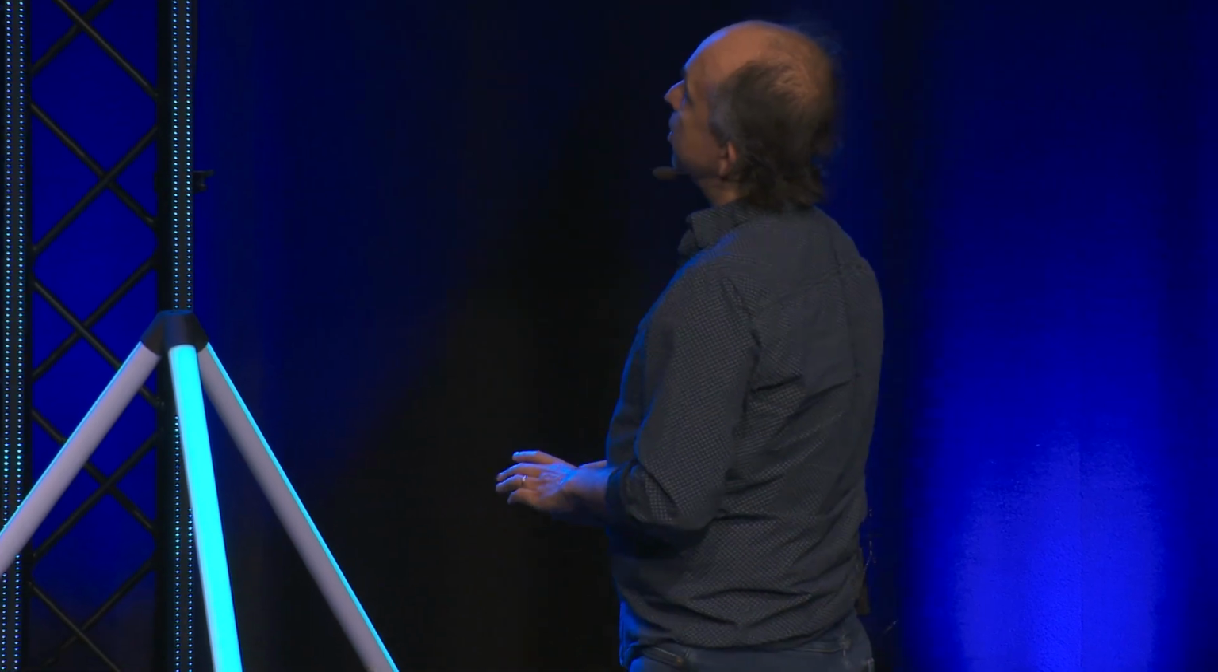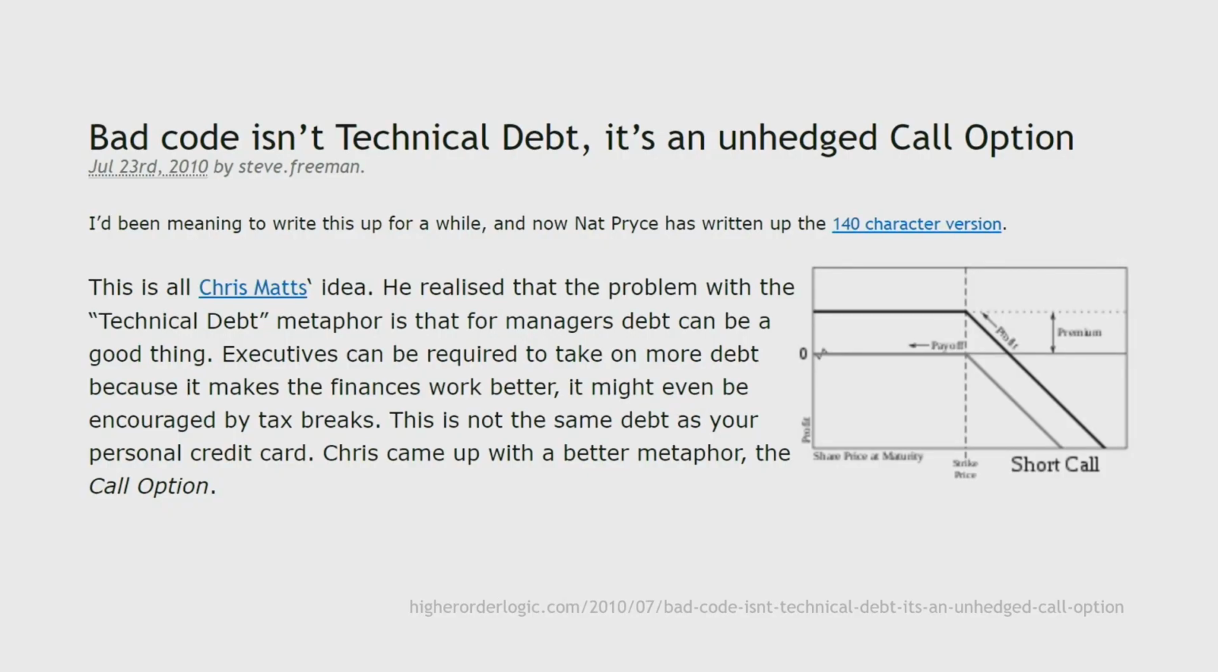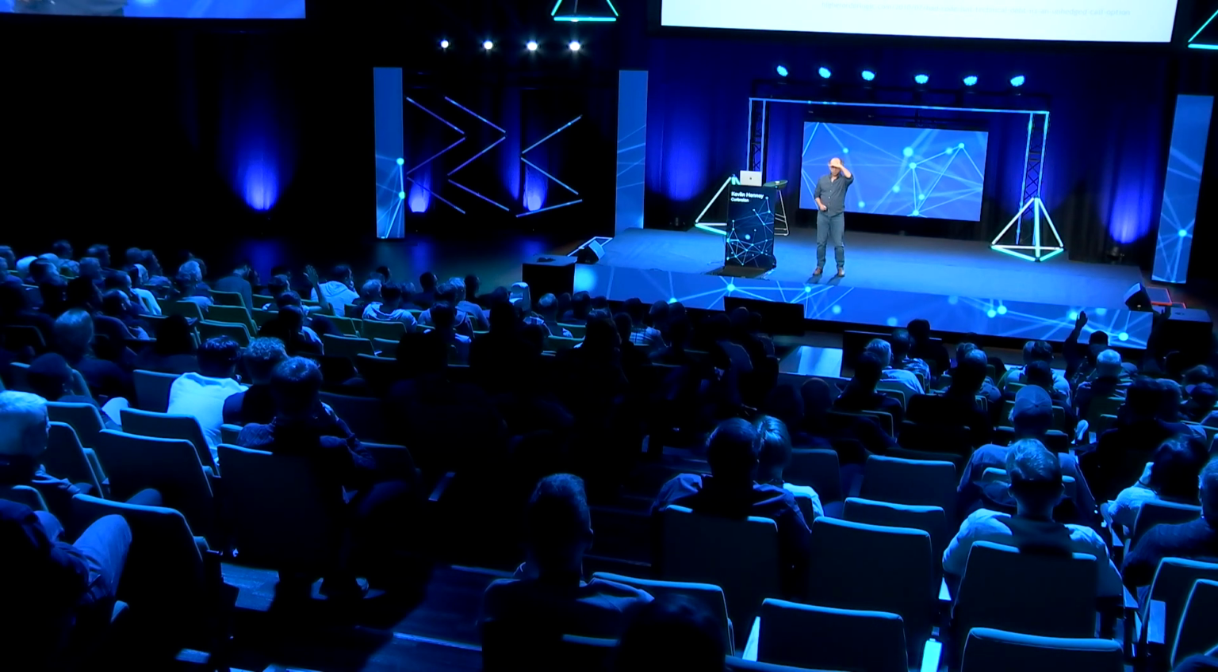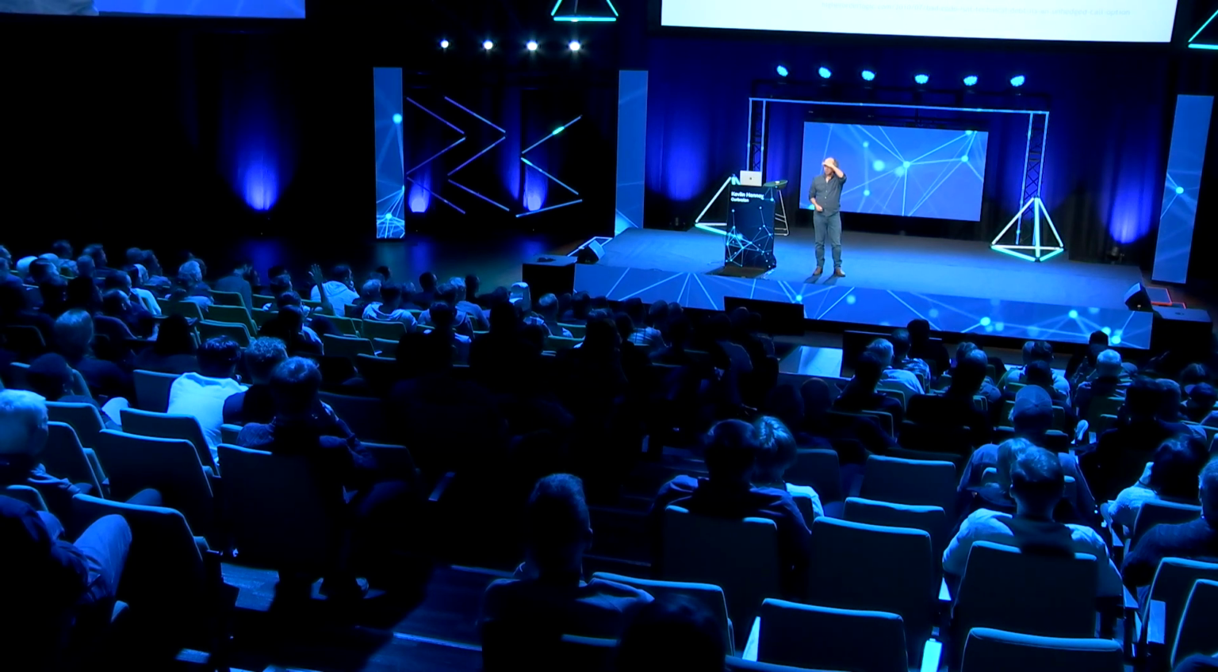Let me give you an example of this. This originated with Chris Matz. Steve Freeman did a really good write-up a few years ago. You can still find it on the web archive. The original site has gone. But there's a commentary on this one, summarizing it. This is Steve's original. Bad code isn't technical debt, it's an unhedged call option. How many of you know what an unhedged call option is? Yeah, this isn't going to work for you, is it?